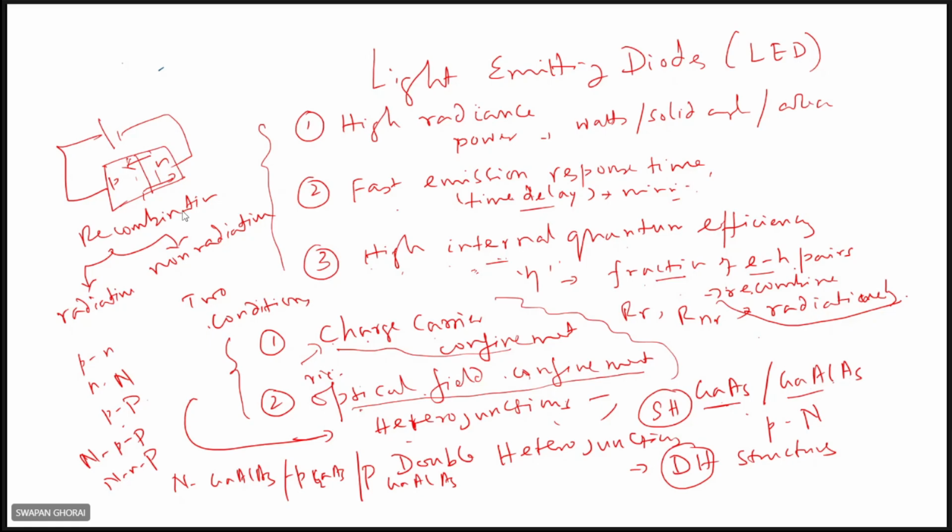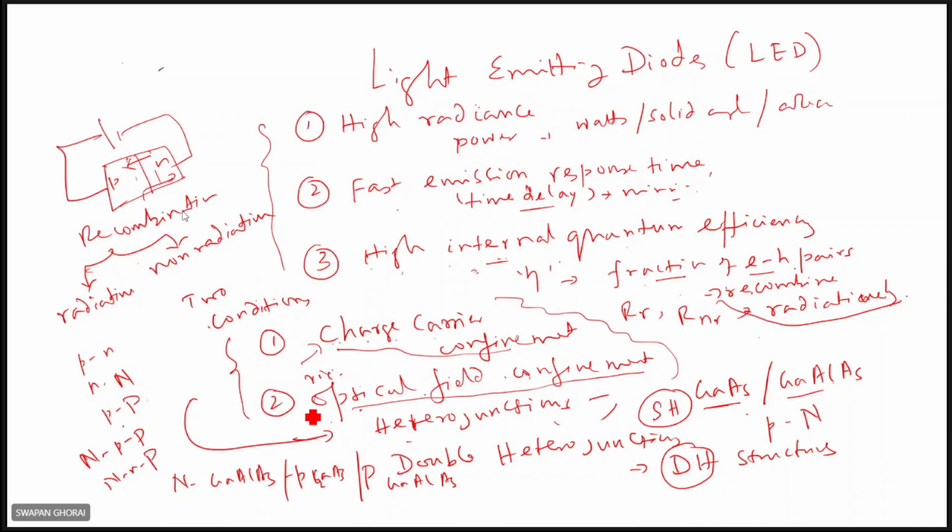We have also been discussing light emitting diodes. Not all types of light emitting diodes are used for 5G systems. We need LEDs which have high radiance, fast response times, and high internal quantum efficiency. The last one is most important. High internal quantum efficiency relates to the fraction of electron hole pairs that recombine radiatively. To get these requirements, two conditions must be satisfied. One is charge carrier confinement, and the other is optical field confinement.